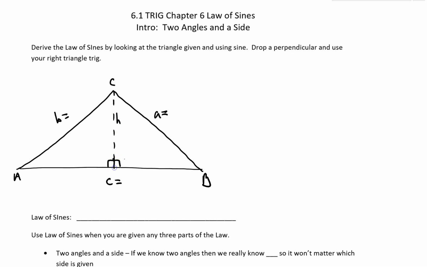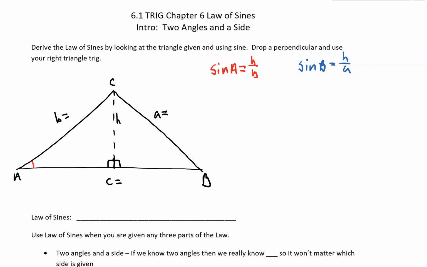So, we're going to create two right triangles, and then we're going to set up a couple of proportions, and we're going to talk about how this works. First one we're going to set up, I'm going to start from A right here. From A, I'm going to say that sine of A is equal to the opposite, which is H, over B. That's my first one. The second one I'm going to set up is from B, and I'm going to say that sine of B is equal to H over A.